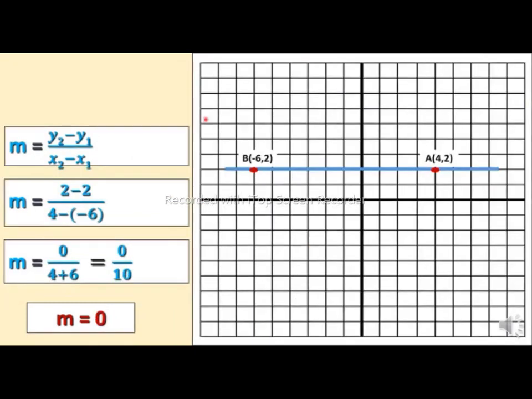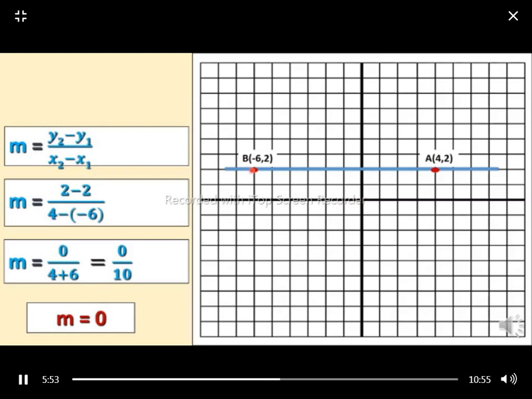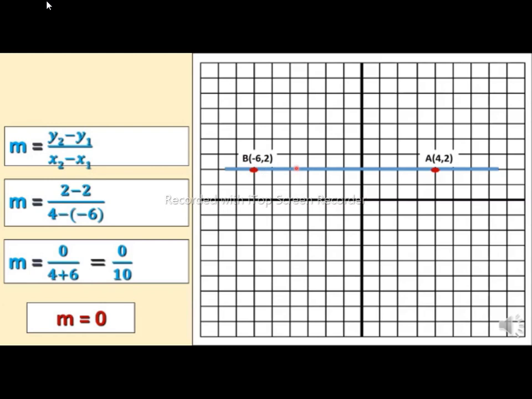In the previous slide, we have learned to find the gradient or slope of a line which is neither parallel to x-axis nor y-axis. Now, suppose the line is parallel to x-axis, then what will be its gradient? Again, we have to choose any 2 points on the line. I have chosen A and B. You can choose any other 2 points at different places. It doesn't matter. You will get the same slope.